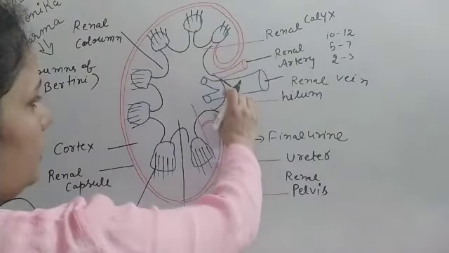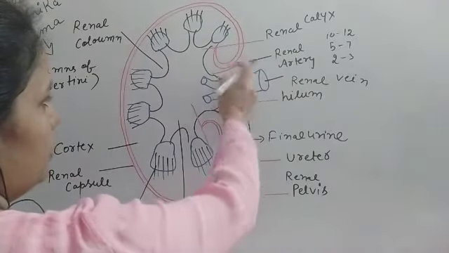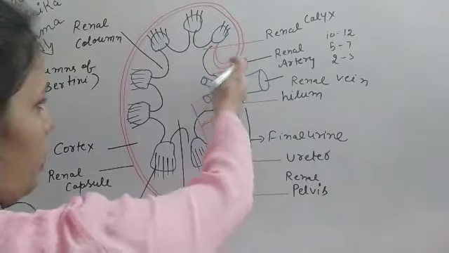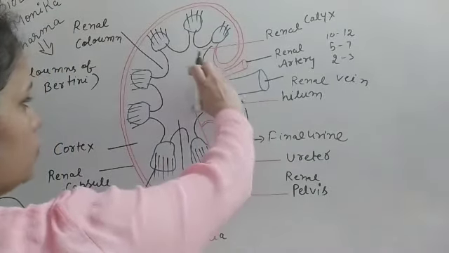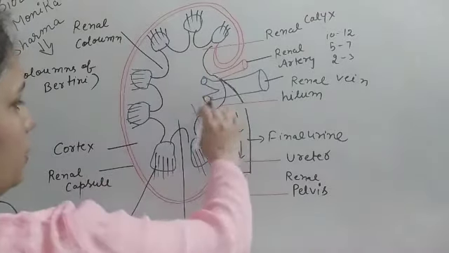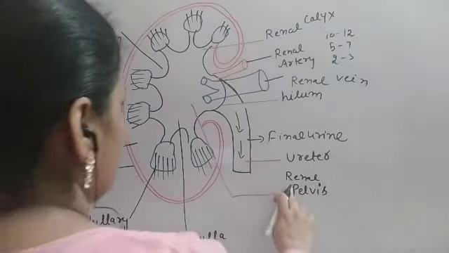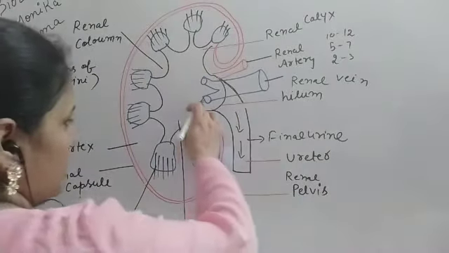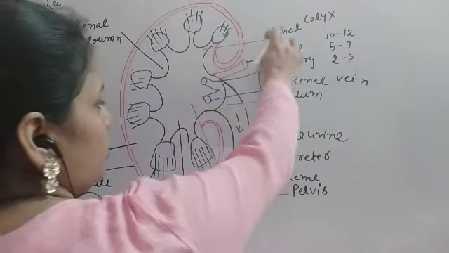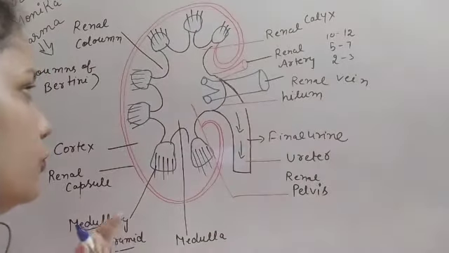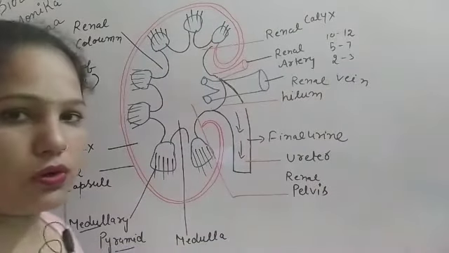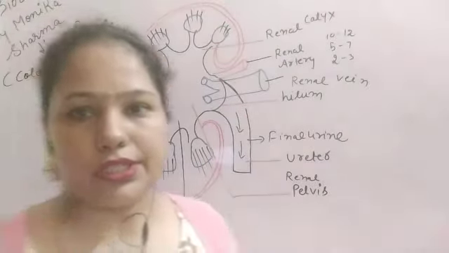Then the hilum is present. This hilum, the concave side that has the aperture, is the hilum. This hilum then gives rise to a funnel shaped structure. That funnel shaped structure is renal pelvis, and this renal pelvis gives rise to the renal calyx. So these are the different parts of the kidney, and that is the longitudinal section of kidney.